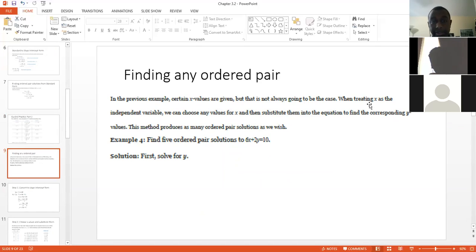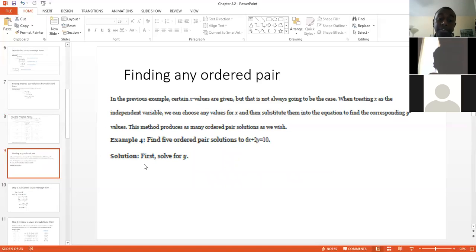If we treat x as an independent variable, we can choose any value for x and substitute them into the equation to find the corresponding values. So we can put any number for x as long as we plug in the value where we see an x and we solve for y. So we're going to see how to do this in this example. They tell us to find 5 ordered pair solutions to 6x plus 2y equals 10.